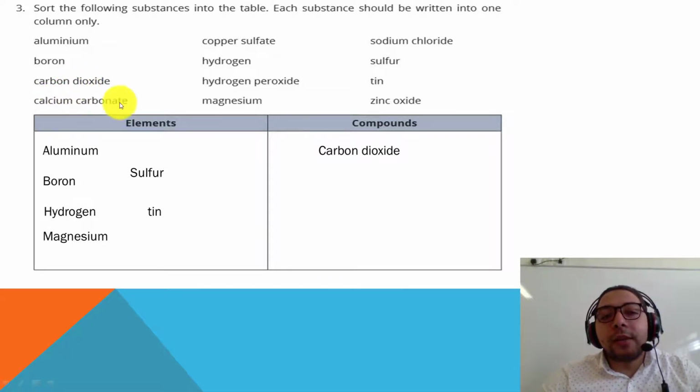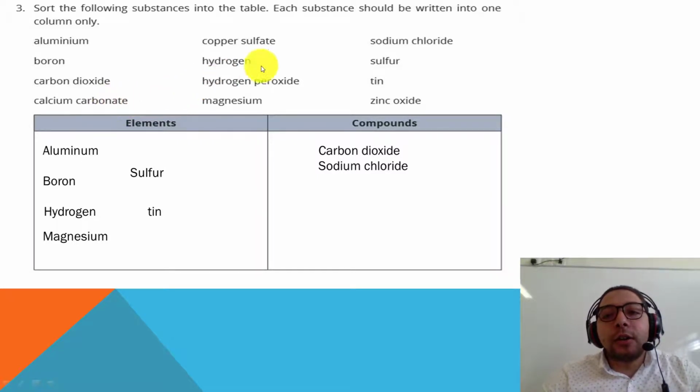Then calcium carbonate over here. Calcium carbonate, we have more than one element. We have the calcium, we have the carbon, we have the oxygen. You remember from year 8 we said any "-ate" which is going to be placed in a name represents a compound which is made up of 3 elements. One of them is oxygen. So calcium carbonate is a compound which can be placed in the compound area.